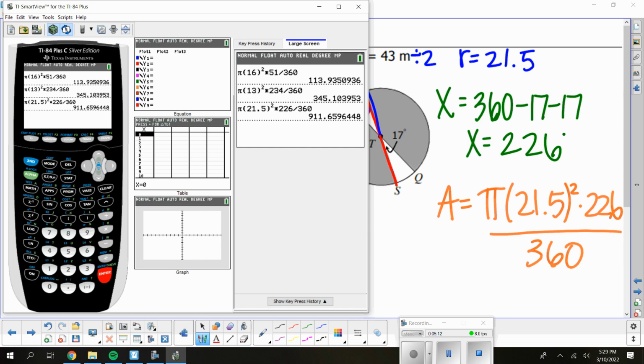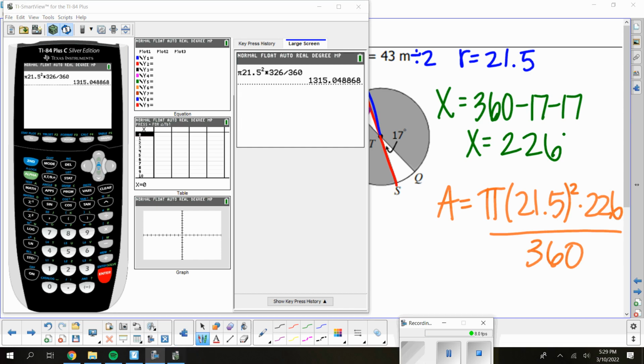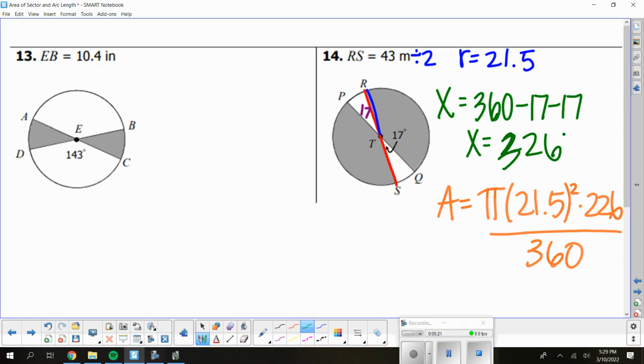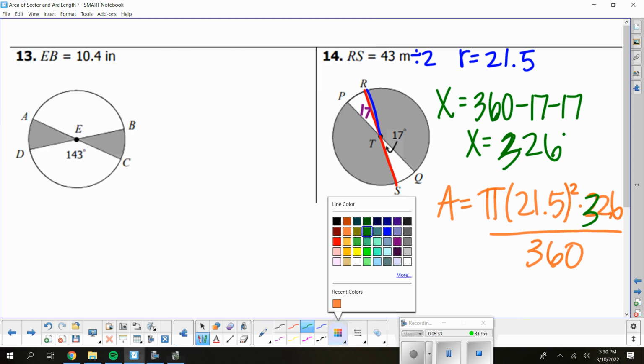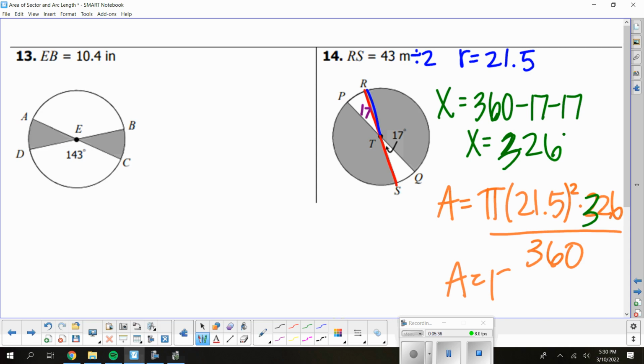Sorry, guys, that is actually 326, not 226. So please change that. And that will actually get me 1,315.05 meters squared. All right. Let's go ahead and you guys do number 12 on your phone. Answer an Ed puzzle when you are asked.